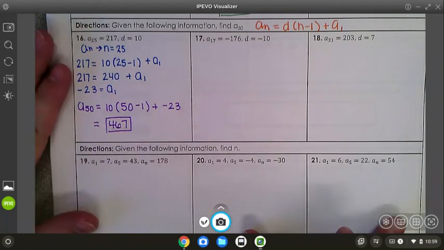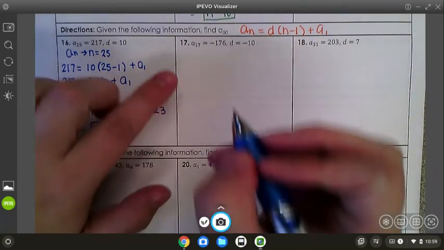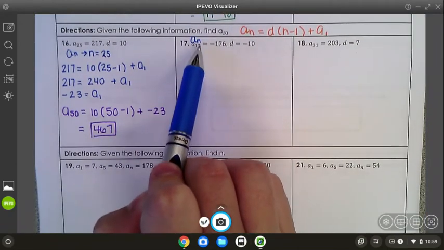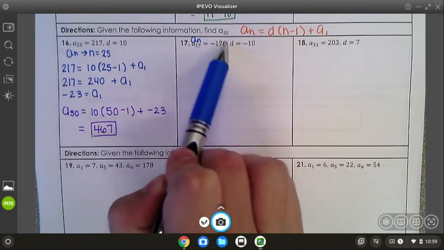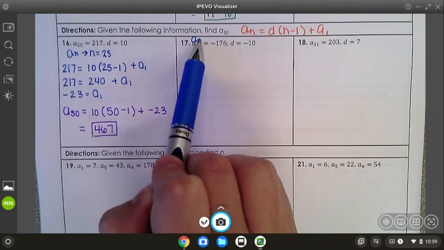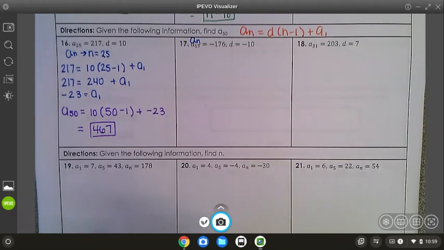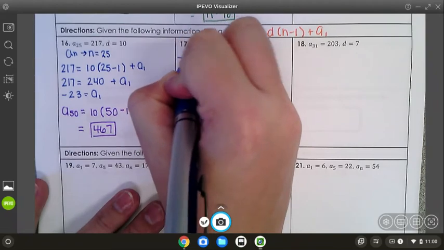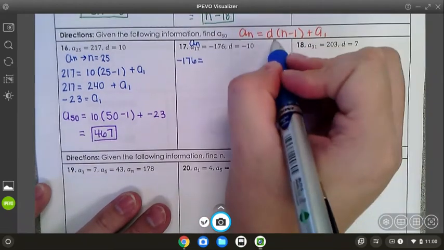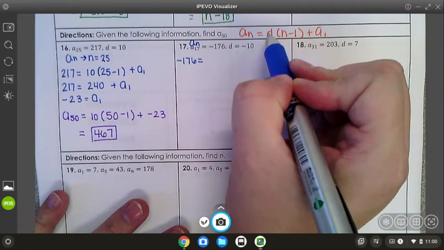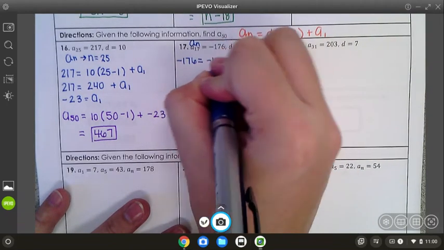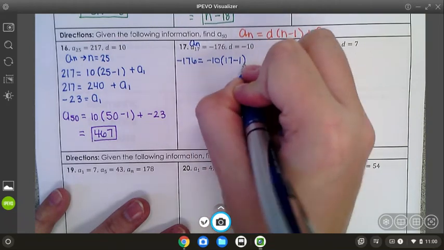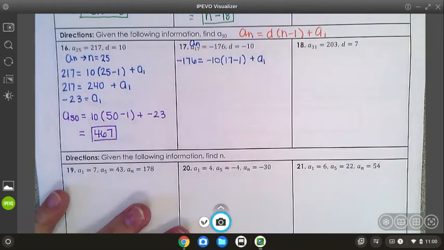All right, number 17. So if this is my a_n, I'm going to replace a_n with -176, and I can replace n with 17. That's going to help me find a_1. So -176 equals, my common difference is -10, my n is 17, plus a_1.